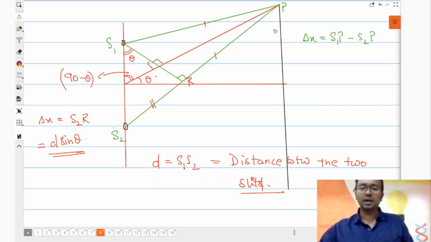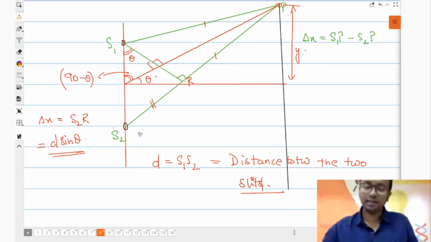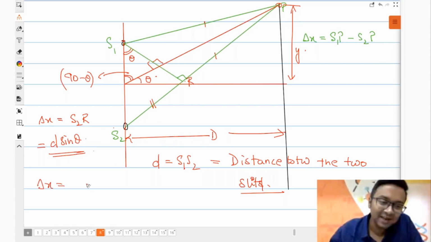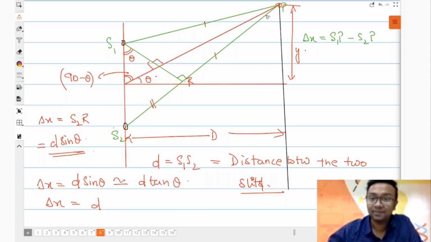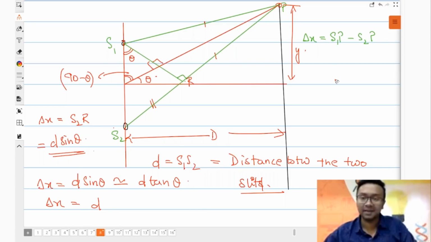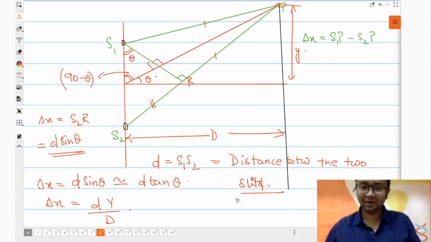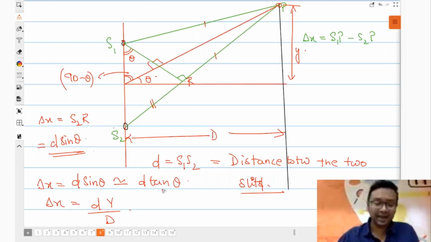Now we take, let's say, this point at y, and this distance here as D, my dear students. Since these angles are very, very small, I can say my delta x is d sine theta, which is approximately equal to d tan theta. So my delta x comes out to be d tan theta. Y perpendicular by base, y divided by D. Clear, students? All right.